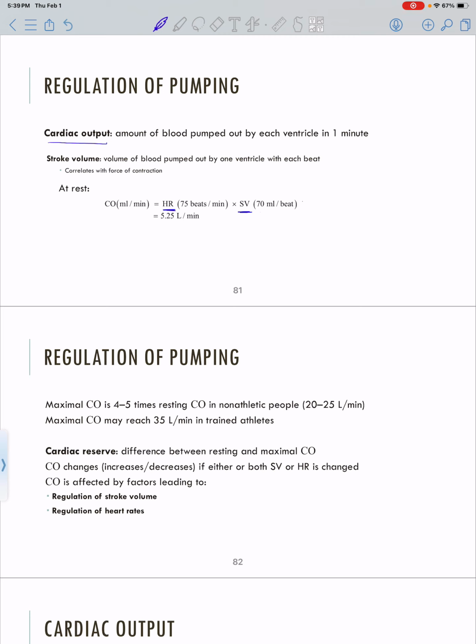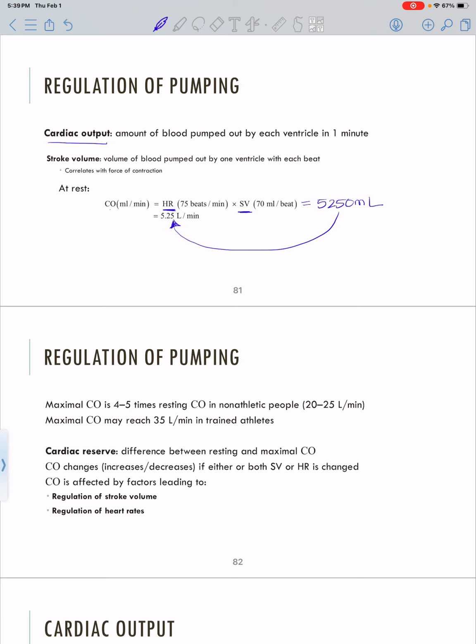If we did the math, we would see that this is about 5,250 milliliters. If we converted milliliters to liters, we'd see our cardiac output is 5.2 liters of blood per minute that our heart is pumping. This is pretty significant because our entire adult blood volume is 5 liters. So that means every minute we are passing our entire blood supply through our heart.